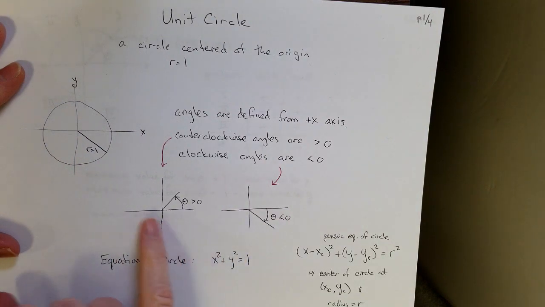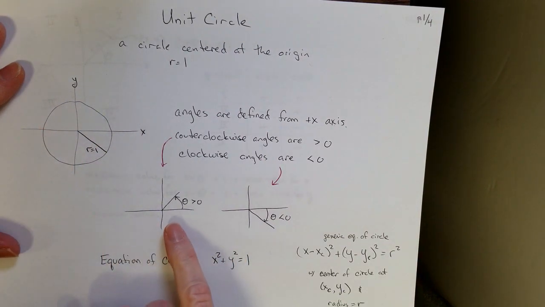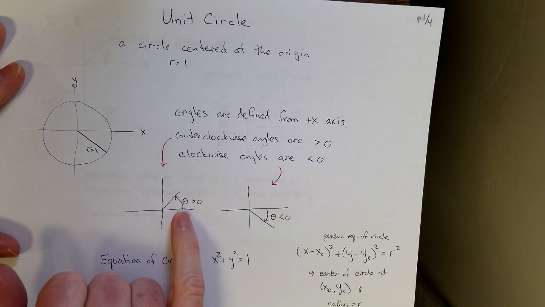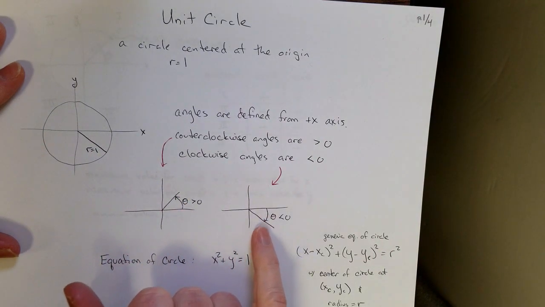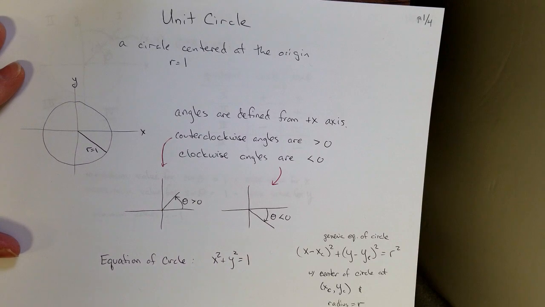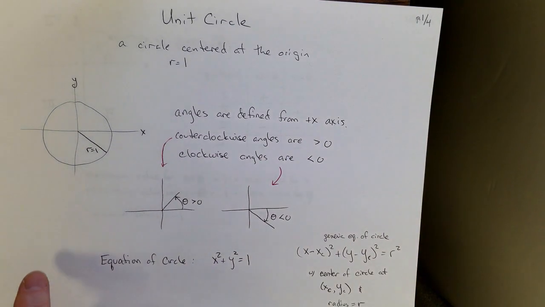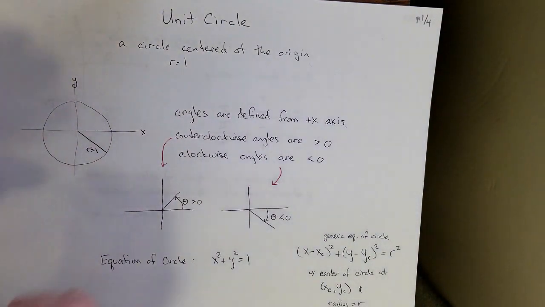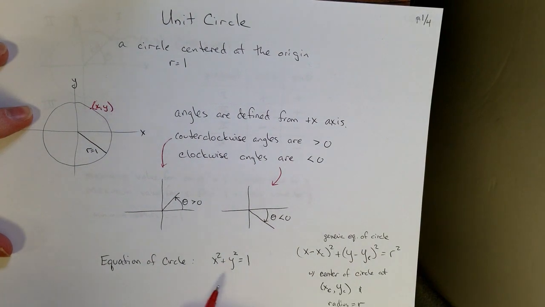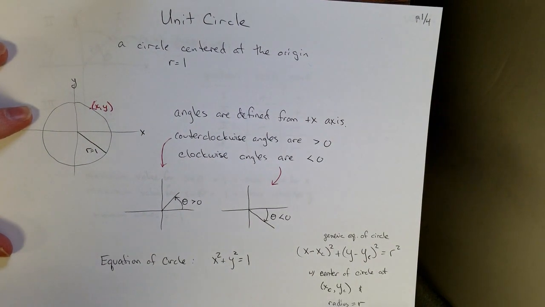And so demonstrated by my finger just then, and also by this. If my angle is going counterclockwise, it's a positive angle. Clockwise, it's a negative angle. If we express any point on the circle as the point xy, then x squared plus y squared equals 1, and that would be the equation of the circle itself.